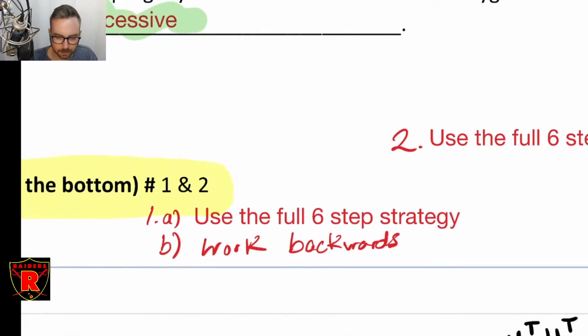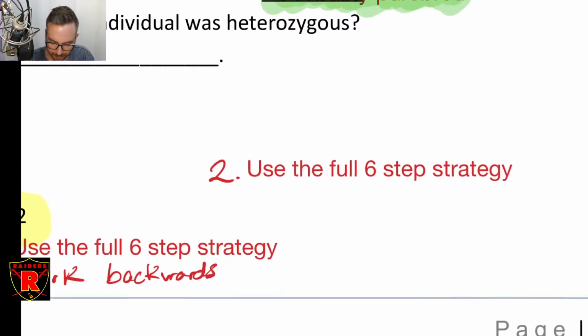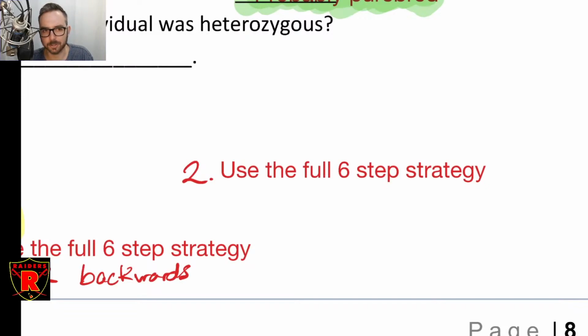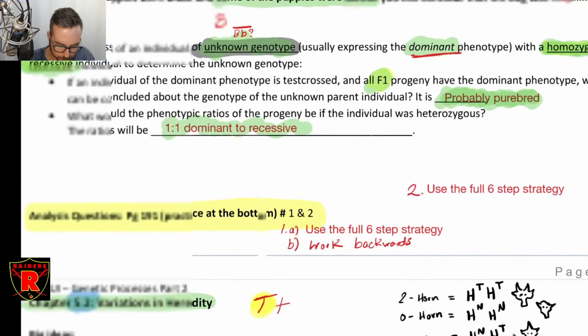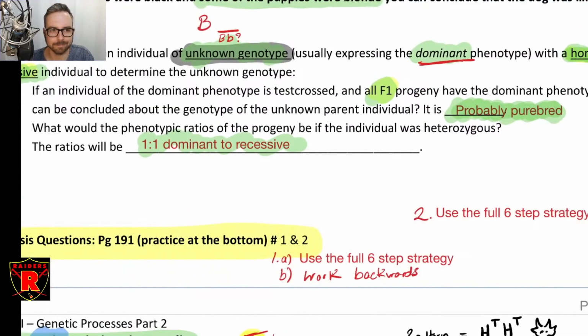Then for part number 1B, you're actually going to work backwards. It tells you what some of the offspring are. Then you have to do some thinking and work your way back up and figure out, what does the parent have to be in order to make that baby? Okay? And then in number 2, you go back to using the full 6-step strategy again. So this is just some practice problems where you're going to solve your own genetic problem.